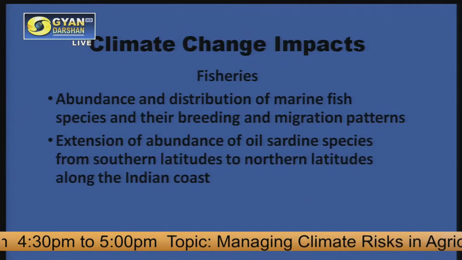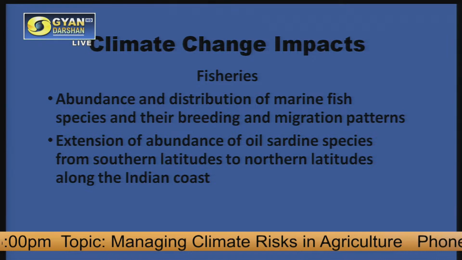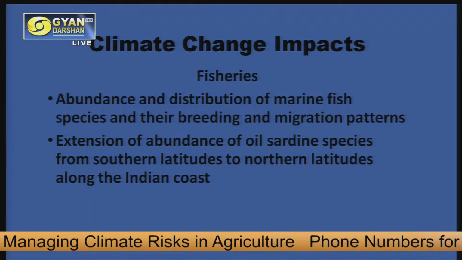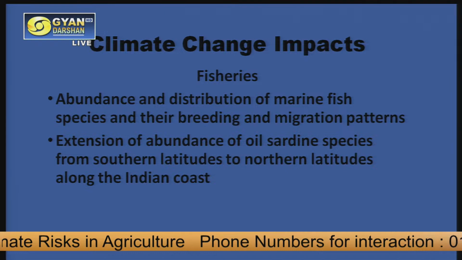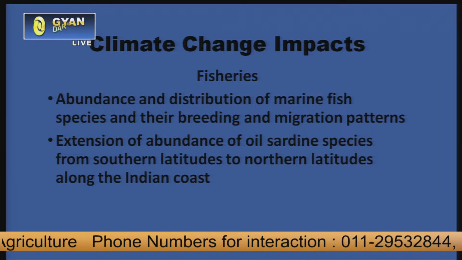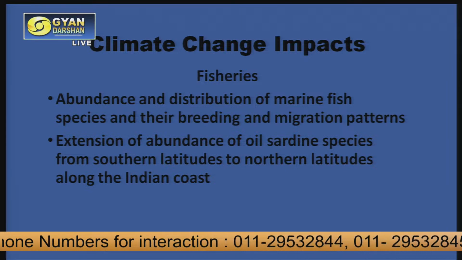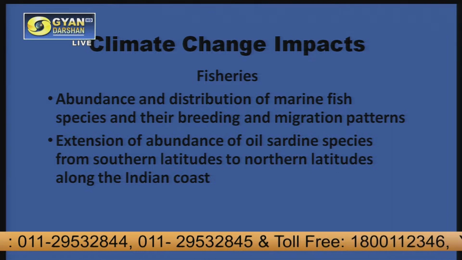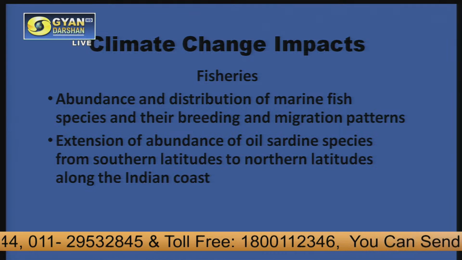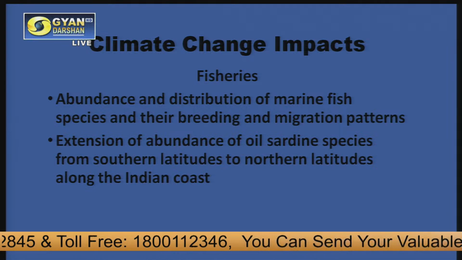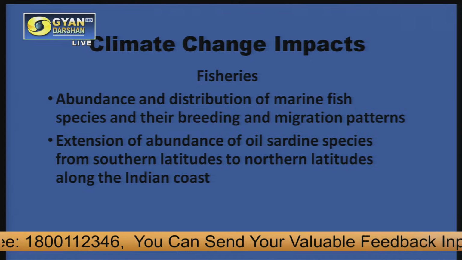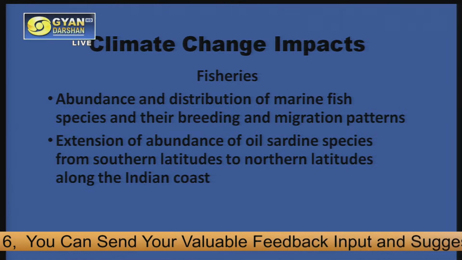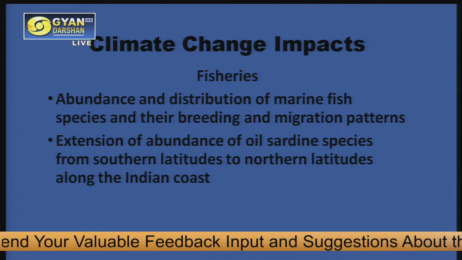And the next one is fisheries. As far as the fisheries sector is concerned, there is a lot of change in the dynamics, whether it is the distribution of species or the abundance of species. A lot of changes happen because of the increase in sea surface temperature. The best example is the oil sardine species that has been found in the northern latitudes. If you look at it, it is somewhat a kind of migration. Increase in surface temperature can have a drastic effect on fish production as well.